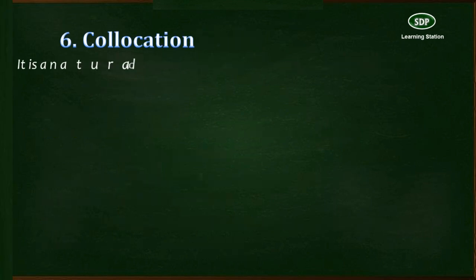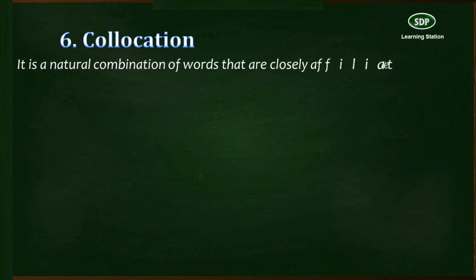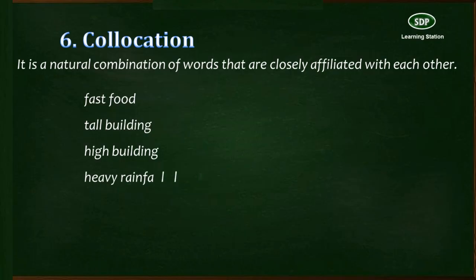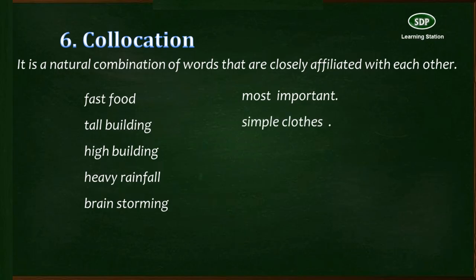Collocation. It is a natural combination of words that are closely affiliated with each other. For example, fast food, tall building, high building, heavy rainfall, brainstorming, most important, simple clothes, ticket office, light drizzle, stray dog.